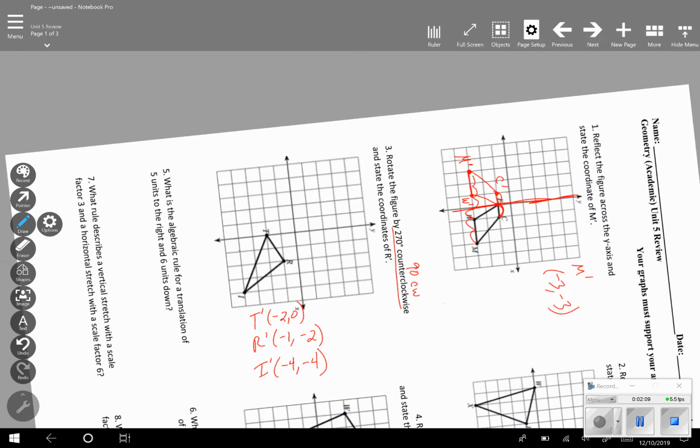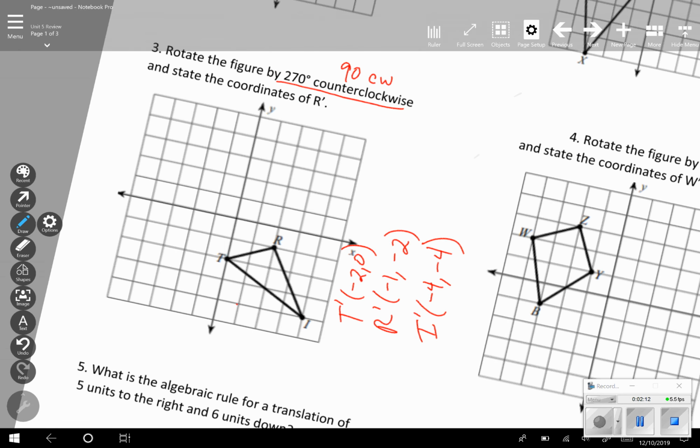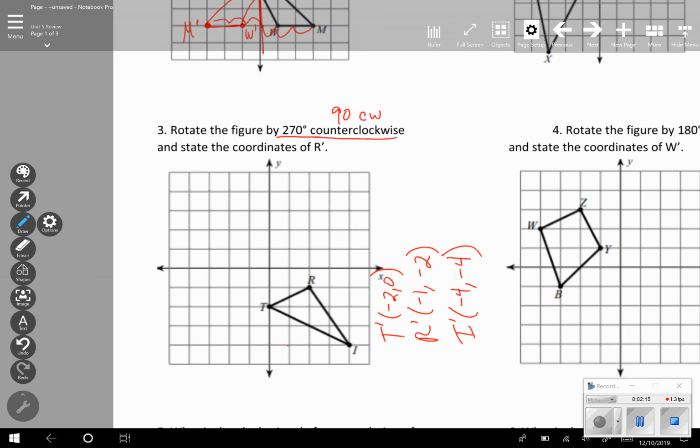Okay, and then turn your paper back around like normal, and we will plot the new points. So T prime is at -2, 0. R prime is at -1, -2. And then I prime is at -4, -4. So -1, 2, 3, 4, -1, 2, 3, 4. So that's I prime. And there we go. So we did a 3/4 turn counterclockwise.